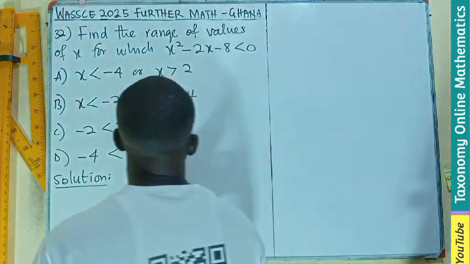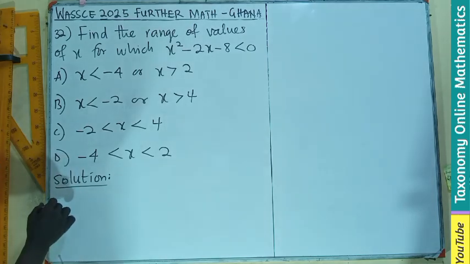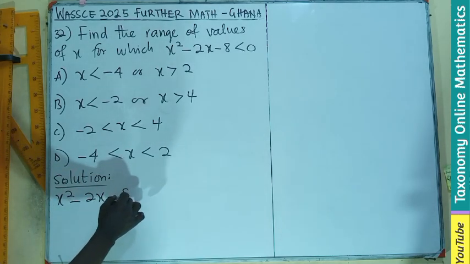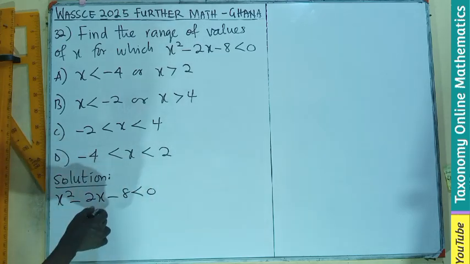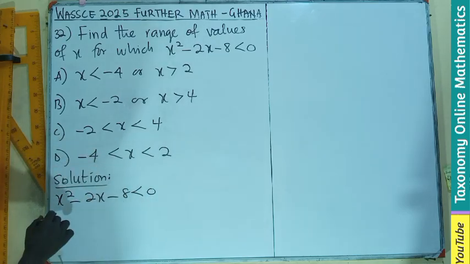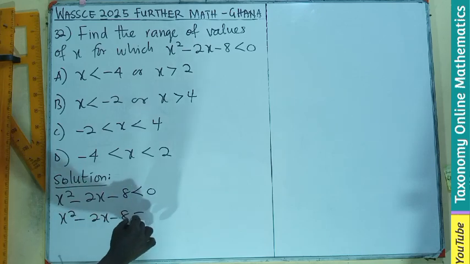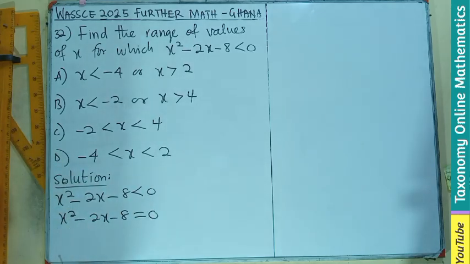Okay, let's see. If I pick this, I can just pick my x squared minus 2x minus 8 less than 0. Let's make it equal to 0 instead of less than. So x squared minus 2x minus 8 equals 0. Let's find the values of x that we can use in plotting that graph.